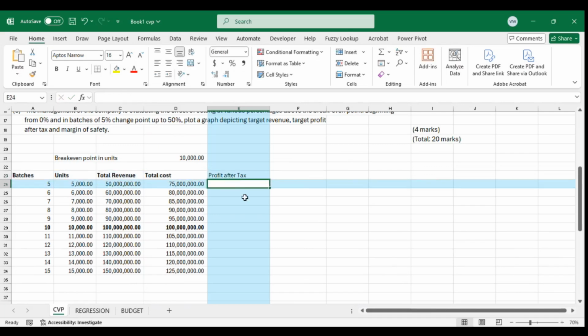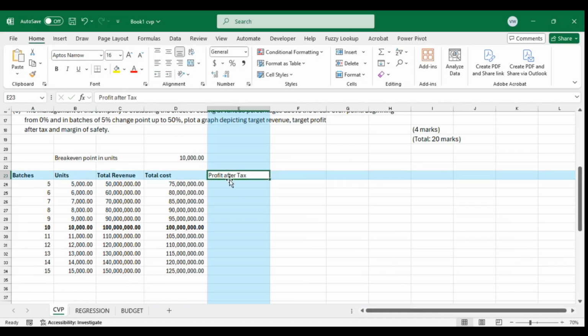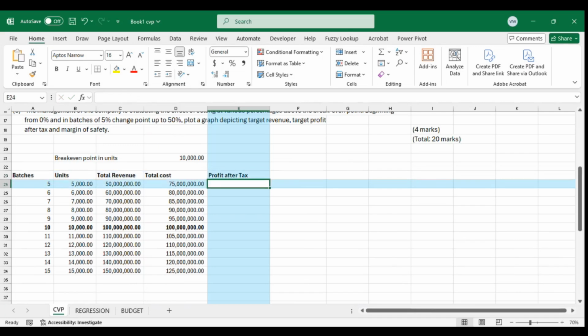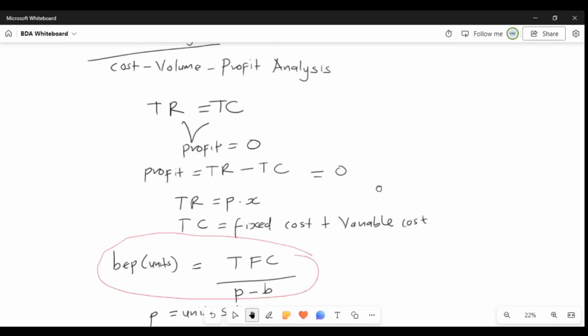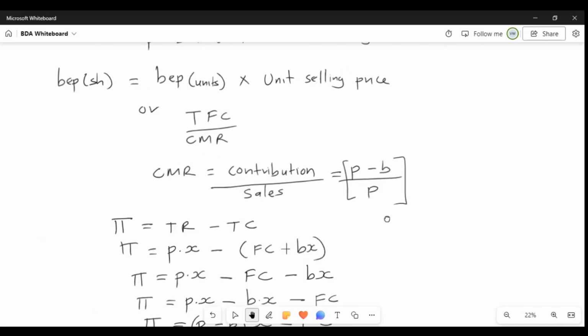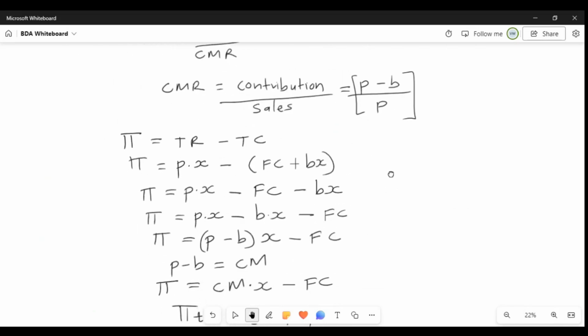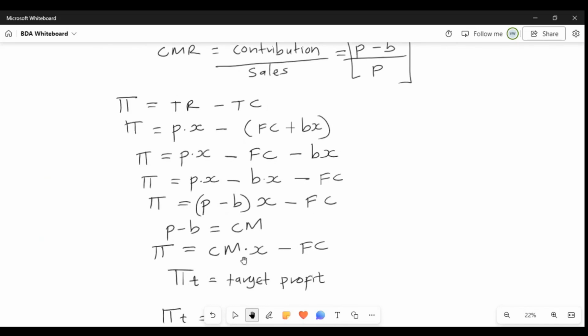So for us to plot the profit after tax, we first of all need to compute the profit after tax. And if we go back to our board, we said that the profit is given by the contribution margin per unit. You multiply by the total number of units minus the fixed cost. So this was the profit before tax.